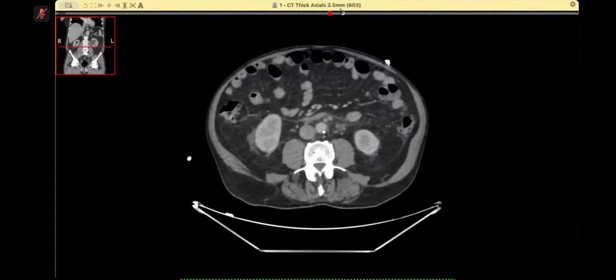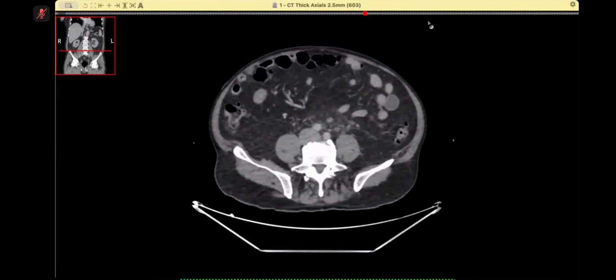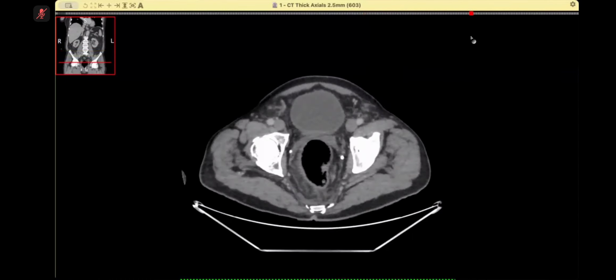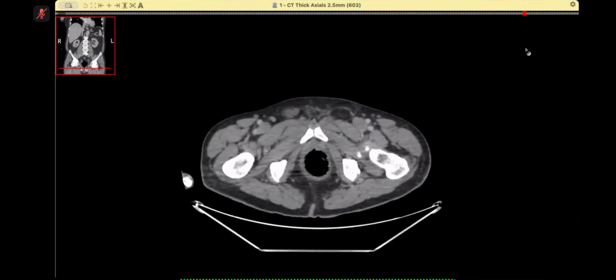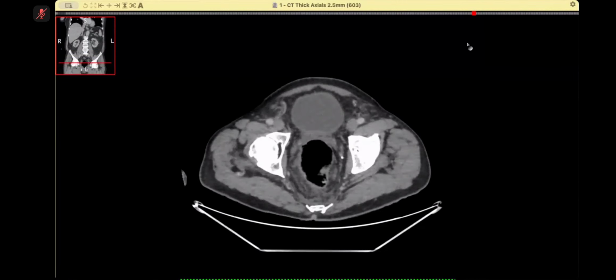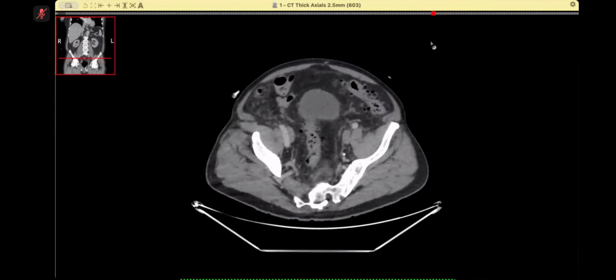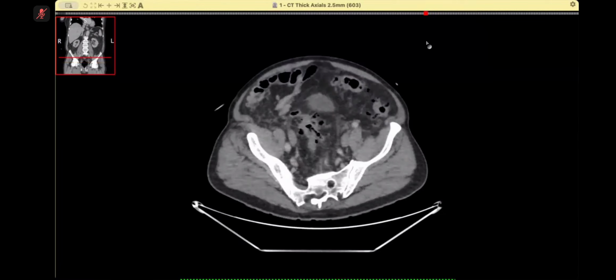And now I would take a look at the colon to look for any diverticulitis. I'm scrolling through the images.